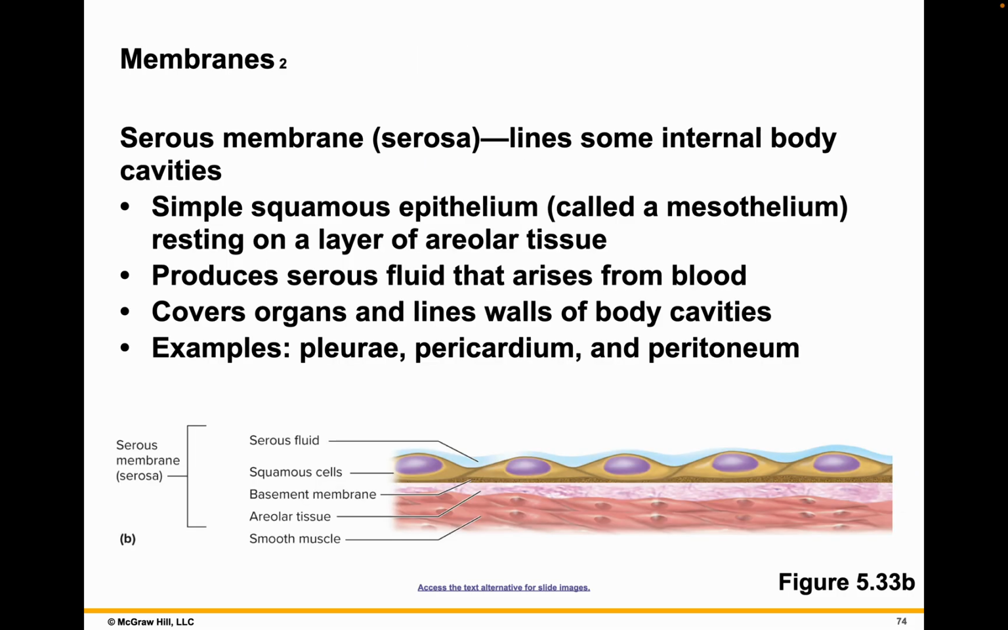A serous membrane lines some internal body cavities. It has simple squamous epithelium, called mesothelium, that rests on a layer of areolar tissue. It produces serous fluid that arises from the blood. It covers the organs and lines the walls of the body cavity. Pleurae, pericardium, and peritoneum, for example.